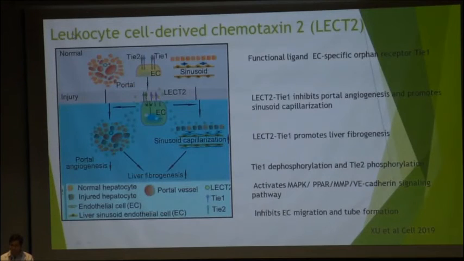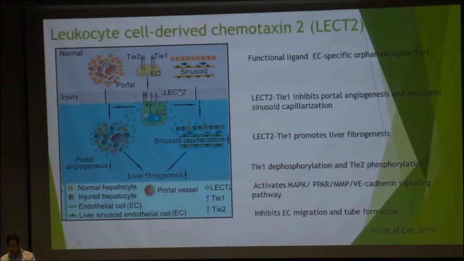What is important is the discovery of a new receptor, the leukocyte cell-derived chemotaxin 2. And this receptor is known to be a functional ligand. If you can see this diagram, this is a normal hepatocyte. And you can see that the leukocyte cell-derived chemotaxin 2 acts as a functional ligand in the orphan cell, which is a Tie1 ligand, again related to the angiopoietin system.